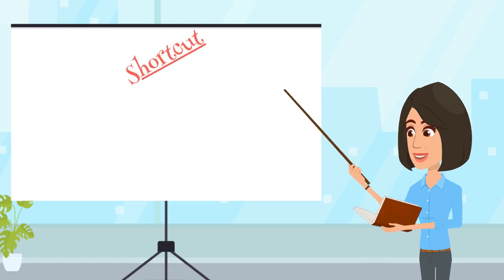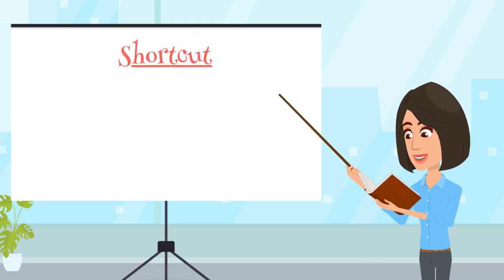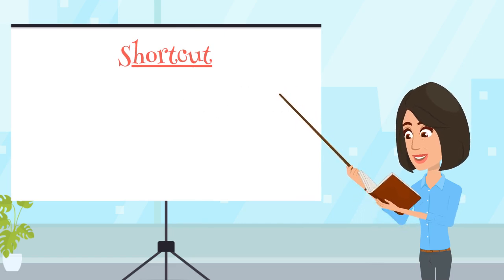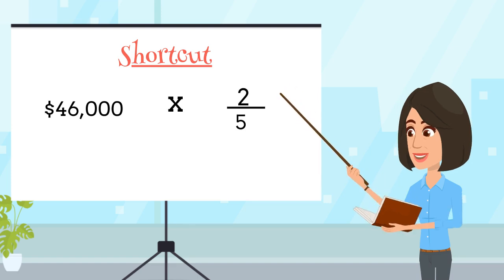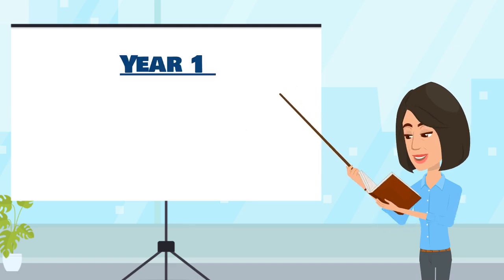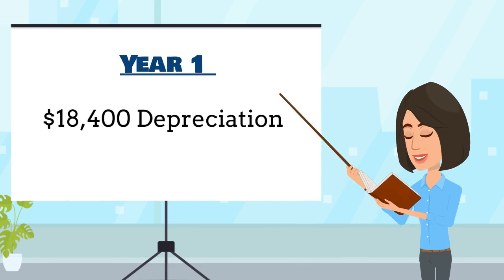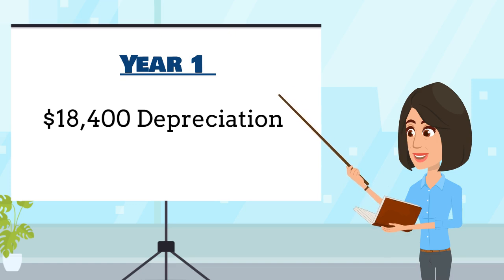There's a quick shortcut to this formula, which is multiplying the book value times 2 over the useful life. So that makes it $46,000 times 2/5, which is $18,400 in depreciation. You might notice that we aren't talking about residual value. We'll deal with that later.